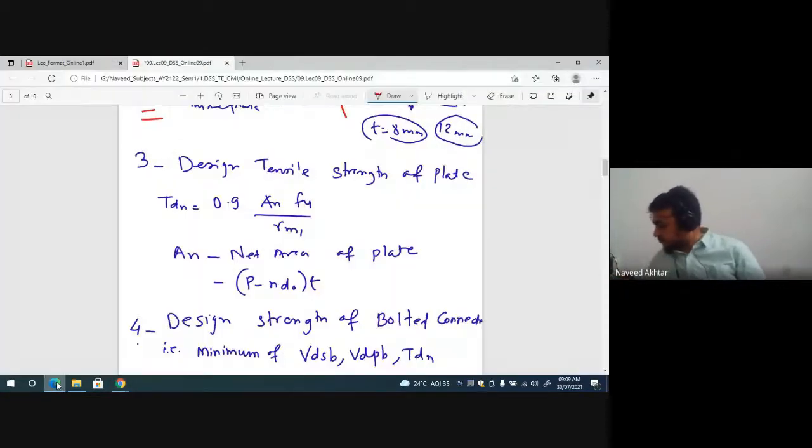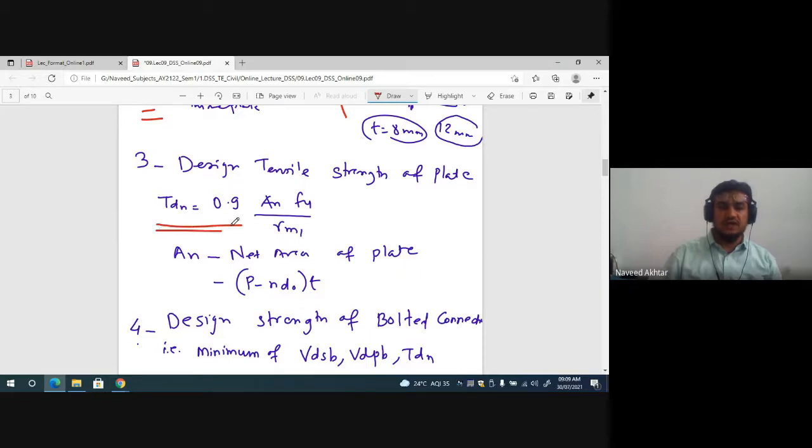Then the tensile strength of the plate is given in your IS code. Tdn is equal to 0.9 An fu upon gamma M1, and An is the net area, generally p minus n d0 here because we are finding it per pitch.